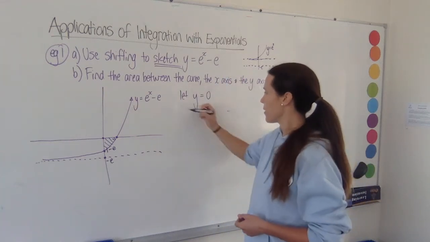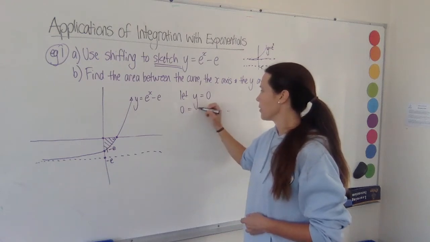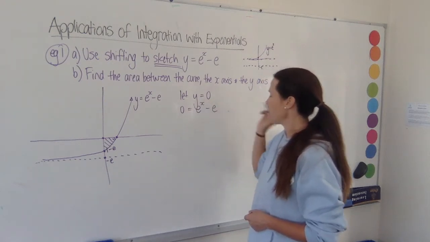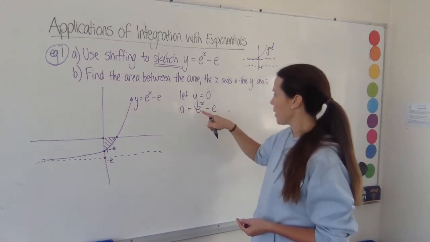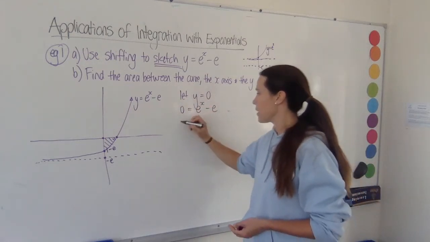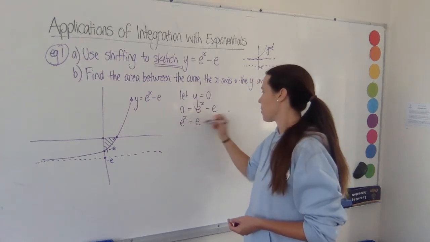Okay, so let's rewrite this with the y being 0. We have e to the x minus e. And now we need to get the x by itself. So let's add e to both sides, and we'll have e to the power of x equals e. I'm going to write it down that way.